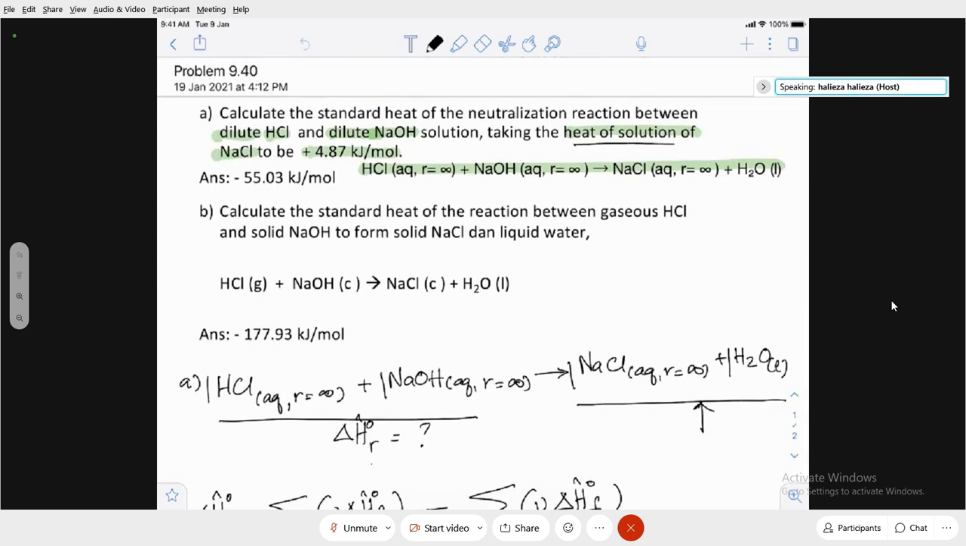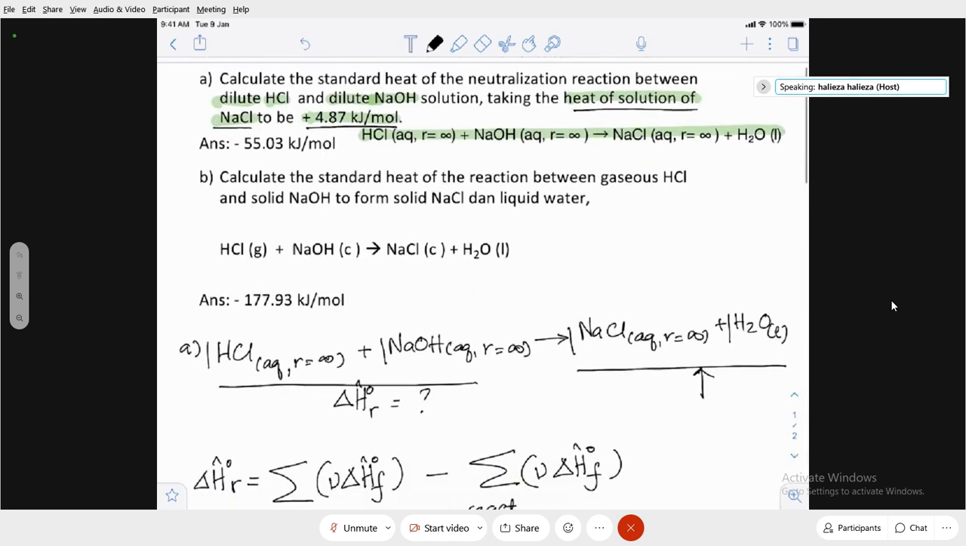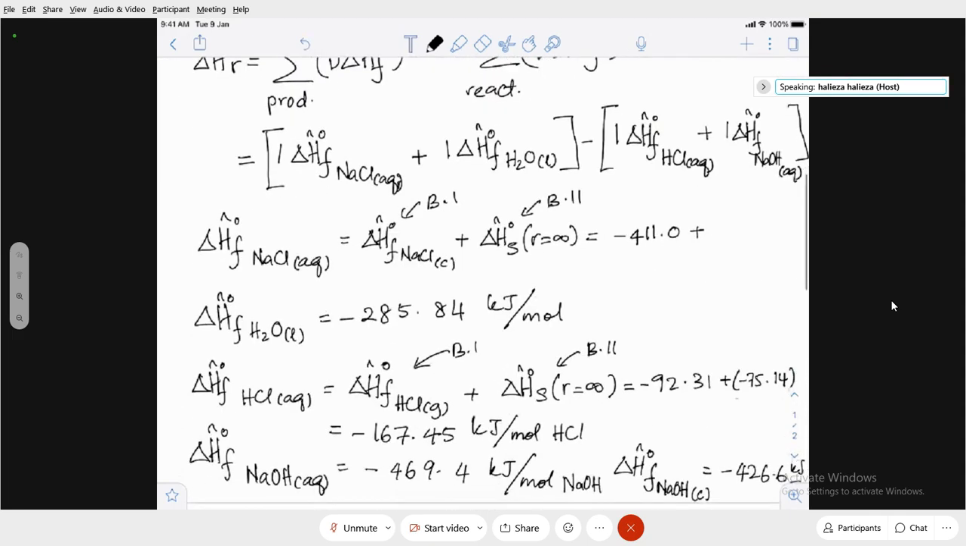The heat of solution of sodium chloride is 4.87. So that means we're going to use that value for the heat of solution, 4.87. We're not going to use a value from B11 because it's not available in B11. So we're going to add that value, 4.87, which is given in the statement of the problem in the example. Once you calculate it, you get this value, 406.13 kilojoules per mole of sodium chloride.